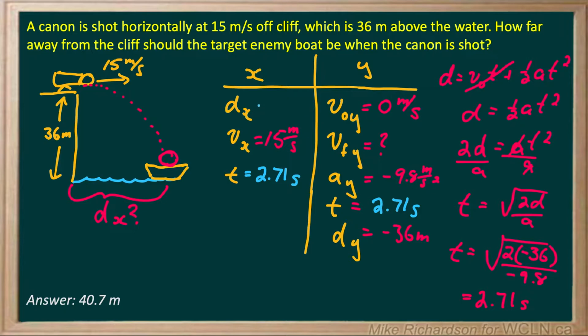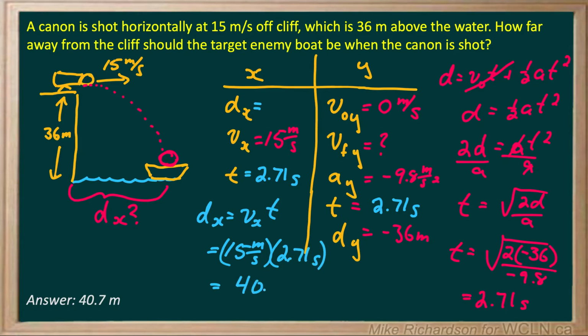Now the only thing left is to find dx. Fortunately, we only have one equation. Dx is vx times time. Vx is 15, and my time is 2.71 seconds. And when I multiply these two together, I get 40.7 meters for dx.